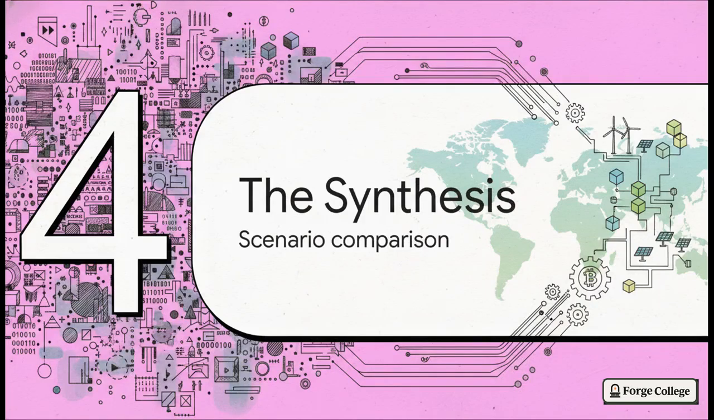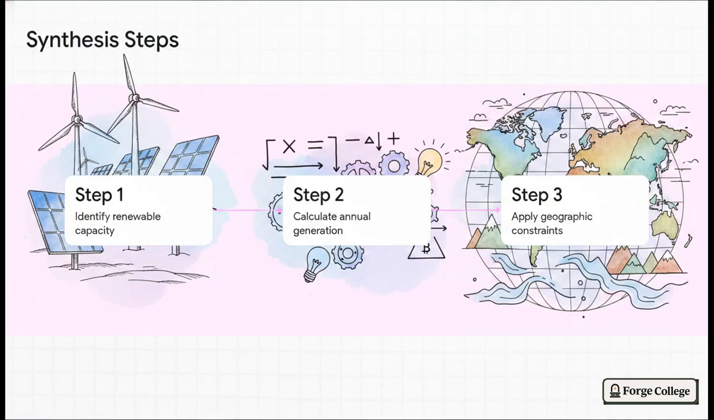Section 4. The synthesis. Scenario comparison. Okay. As we always say, raw data is pretty much useless until you synthesize it into a tool you can actually use. To build a refined scenario for comparison, the process boils down to 3 main steps. Step 1, identify your renewable nameplate capacity. Step 2, multiply that by our favorite number, 8760, and your capacity factor to get your estimated annual generation. And Step 3, aggressively apply all those geographic constraints we just talked about as your ultimate reality check.